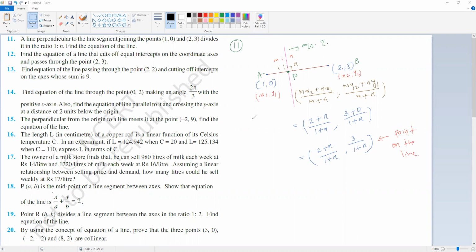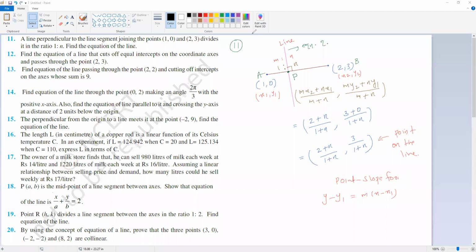Now, for finding the equation of the line, we need a point on the line and the slope. Otherwise, with 2 points, there are different formulas. So we got one point. Now we need the slope. This is your required line. If we get the slope of that, then we can use the formula y minus y1 is equal to m into x minus x1. This is the point-slope form.